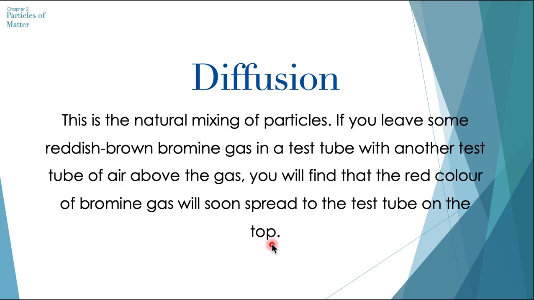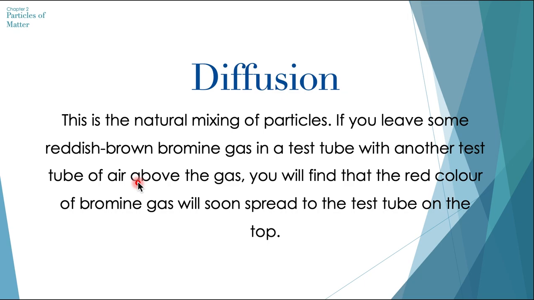So if food is cooking in the kitchen and you are sitting in your room above, the food molecules would reach your nose and you would be able to smell the food. So that is diffusion. Food molecules diffuse from the kitchen, where there is a higher concentration of those molecules, to a lower concentration where there are fewer molecules. In the same way, the reddish bromine gas in the test tube mixes with the air because of this concentration gradient. So diffusion is the net movement of particles from a higher concentration to a lower concentration.